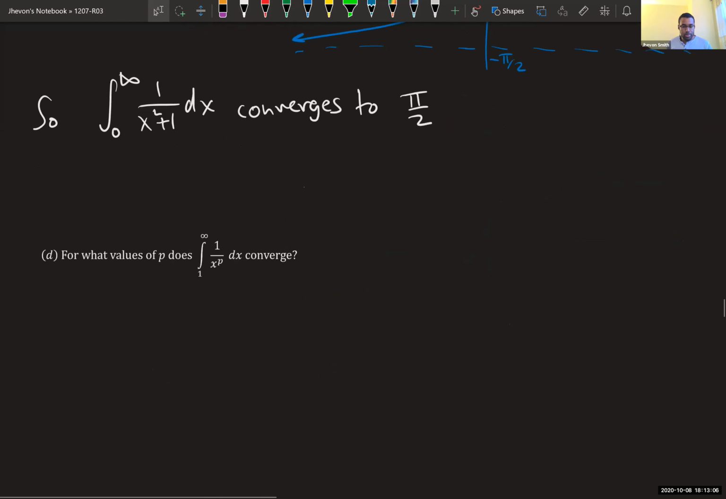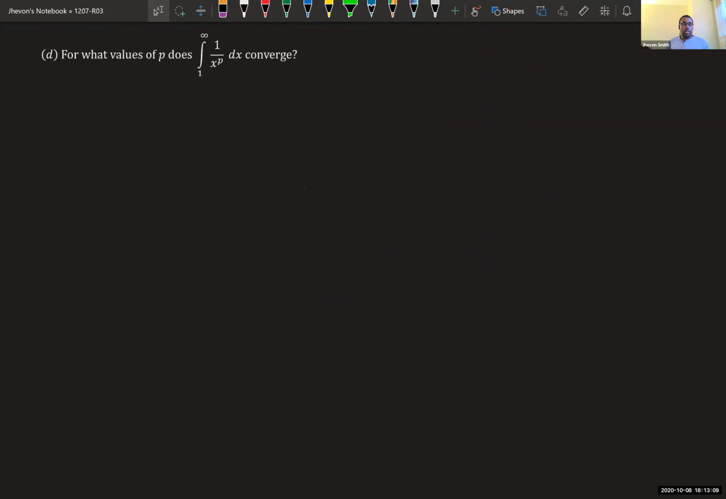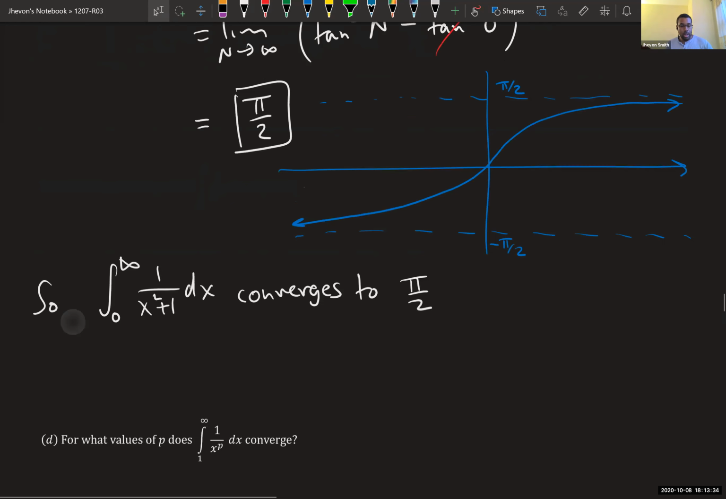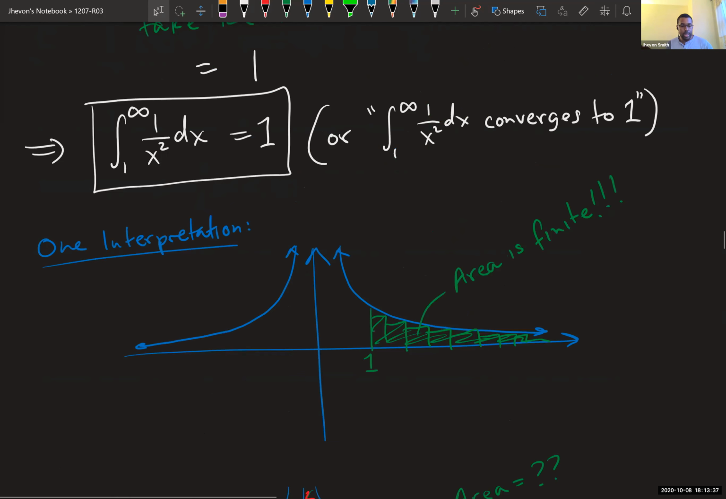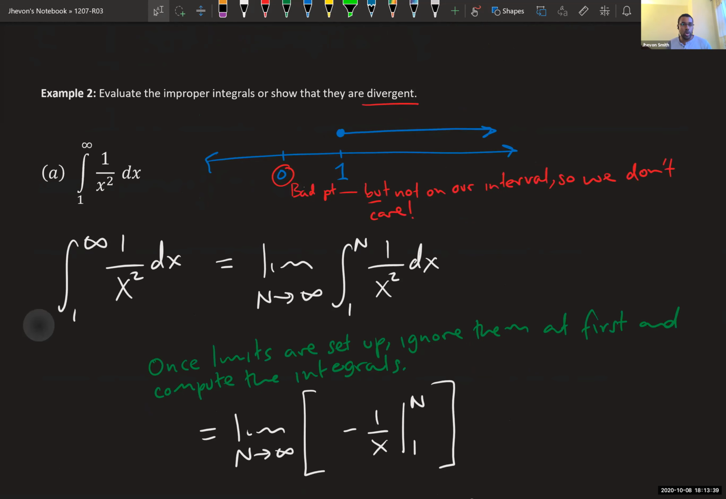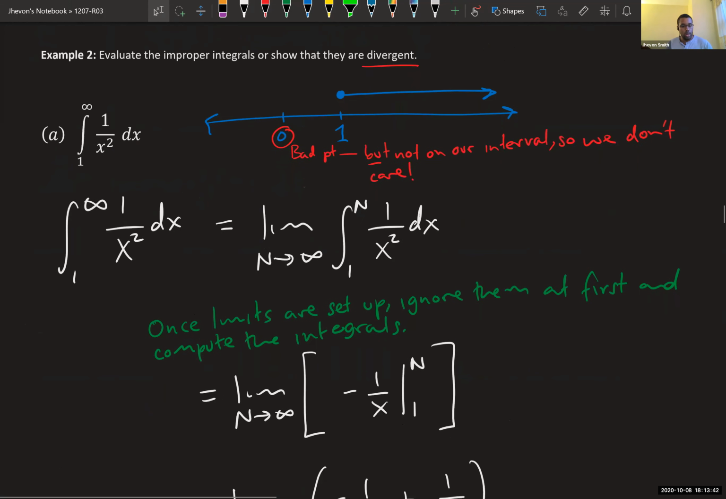Let's actually keep going. So here's a question that I want us to do, and we're going to run through it, because at the end of the day, we're going to have a theorem about this that's going to be very useful, not only in this section, but in sections that involve series, which we'll be covering eventually. So we're looking at integrals that look like 1 to infinity of 1 over x to the p dx, right? Notice that our first example looked like that. 1 to infinity of 1 over x squared, so that's when your p was 2.